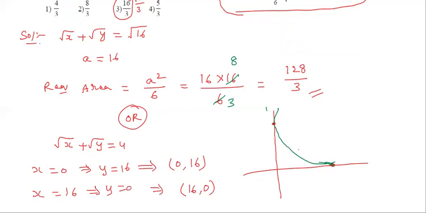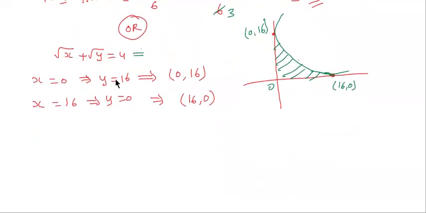Intersecting like this. One second. Roots are there, so it cannot get negative. So we get it like this. Okay. This is the required area. This point is 16 comma 0. This is 0 comma 16. This is the origin.